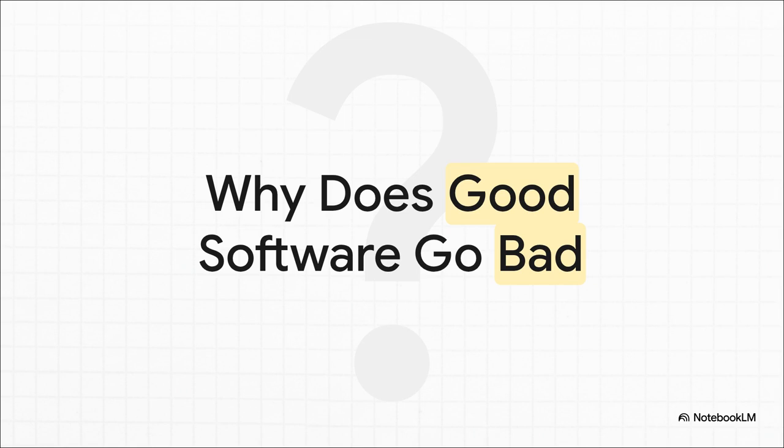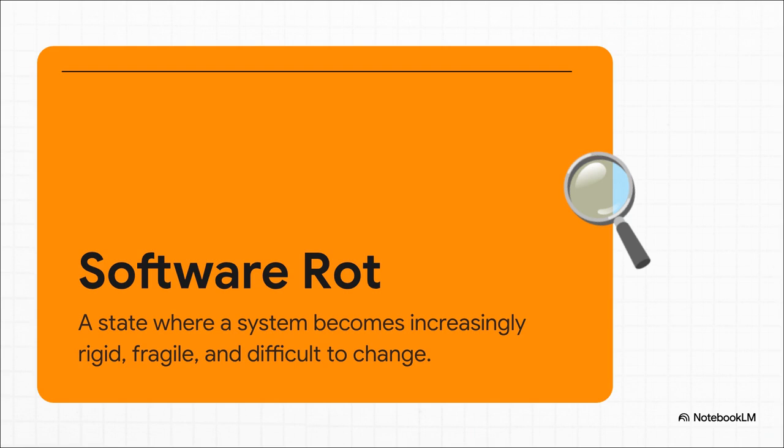You start a project, it's clean, it's beautiful, everything makes sense, but then time happens. You add a feature here, a bug fix there, and slowly but surely, it just starts to decay. It gets harder to change, riskier to even touch. What is going on? Well, that decay, that's what we call software rot. And the symptoms are probably all too familiar.